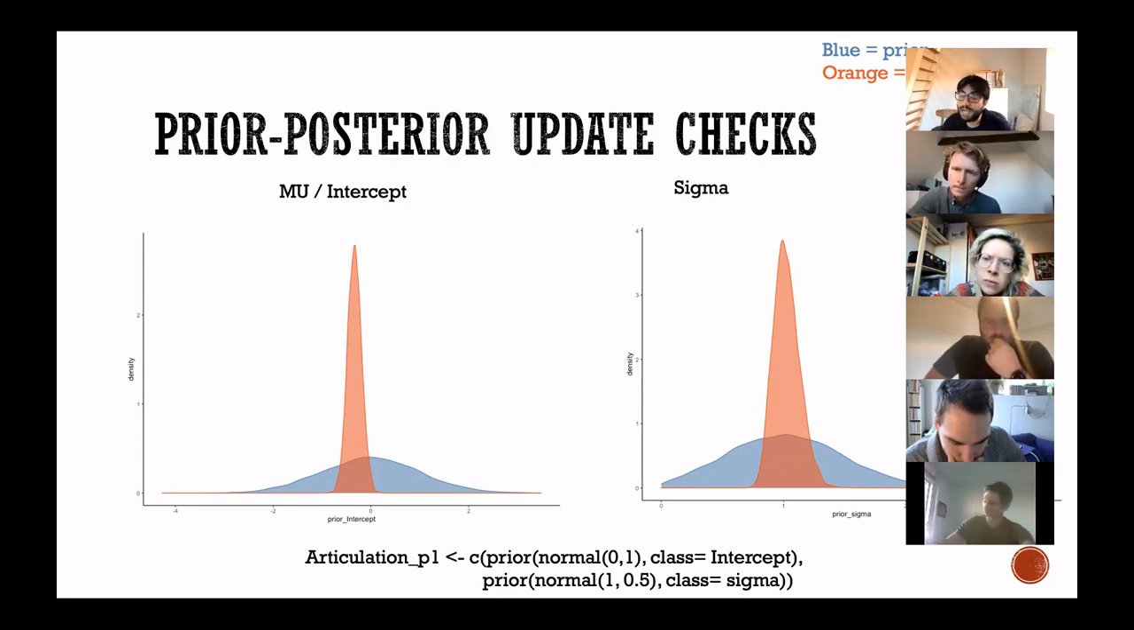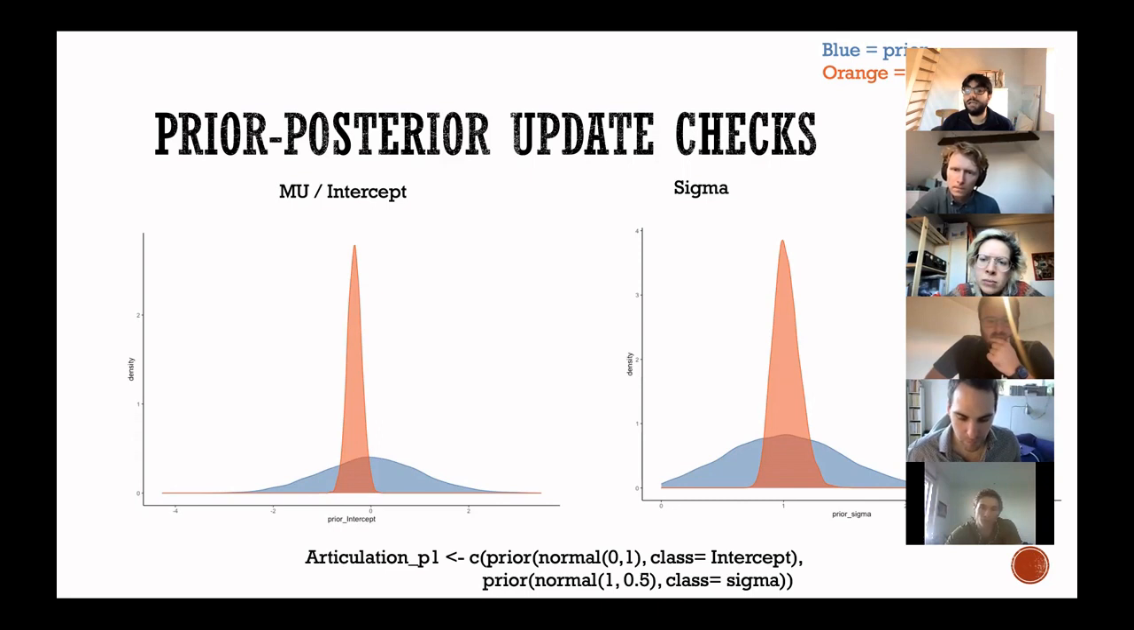When we look at sigma, again, we see roughly the same thing, right? That the posterior has learned, the model has learned, the posterior is more pointed than the prior, and that the posterior is solidly within the prior distribution, meaning that it's not pushing, it's not trying to force the hand of the prior.